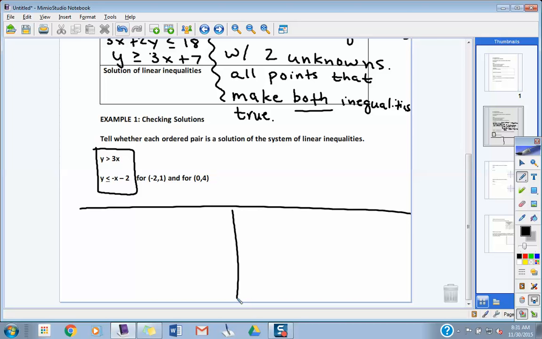So here's what we're going to do. We're going to take this -2, comma 1 and throw it into the first inequality and into the second inequality. So this is for the point -2, comma 1.